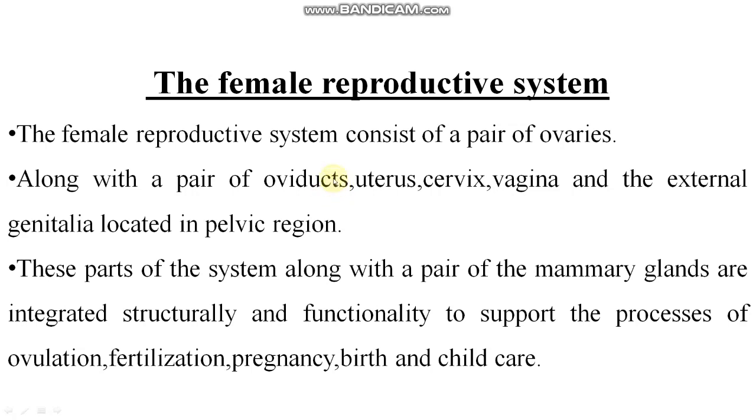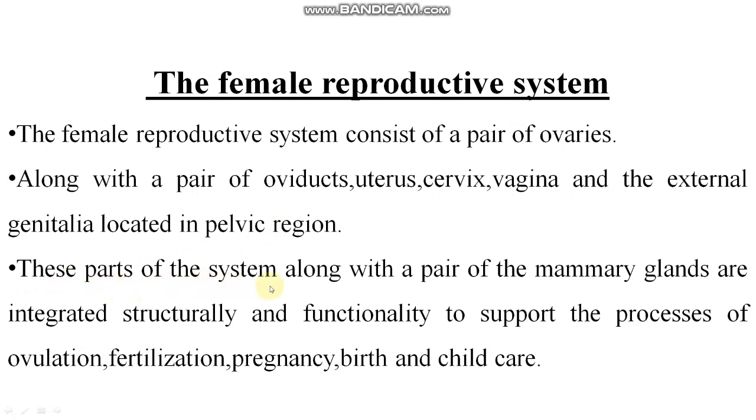Oviduct is also called fallopian tube, uterus, cervix, vagina, and the external genitalia located in the pelvic region. You people know about the pelvic region. The pelvic region is the region between the abdomen and the thigh part, right?